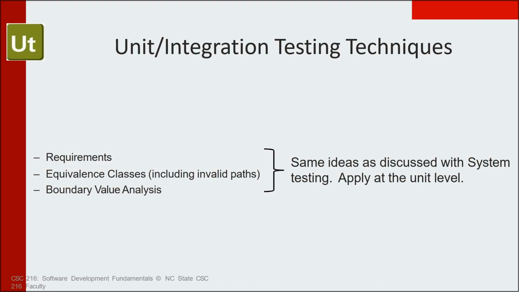So we've talked before about unit testing and integration testing, as well as system testing. And these ideas that keep coming up over and over are the requirements, equivalence classes, and boundary value analysis. So even though we're doing this at a very small level, because it's for a single method or maybe just a couple of methods together, you still have to think about these various things when you are writing your tests.